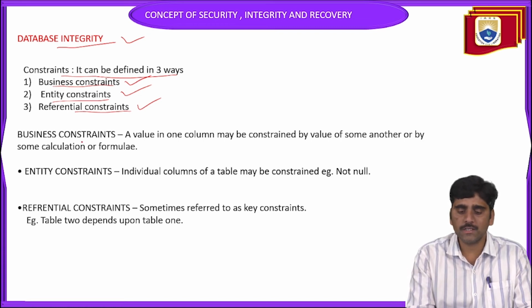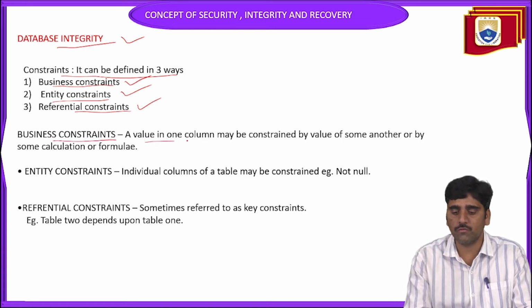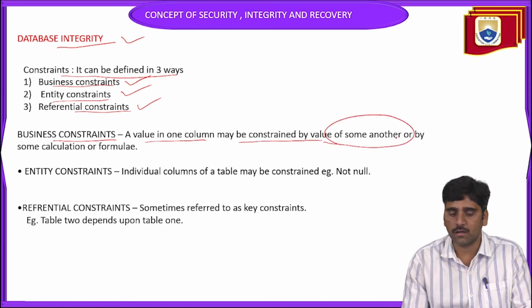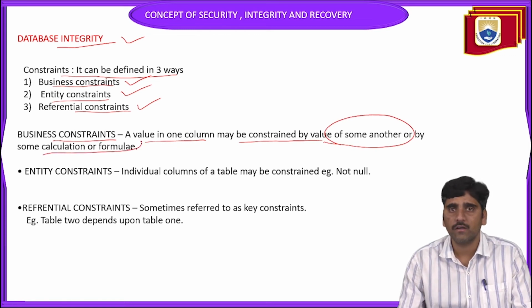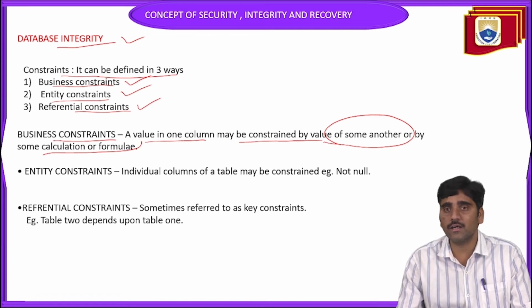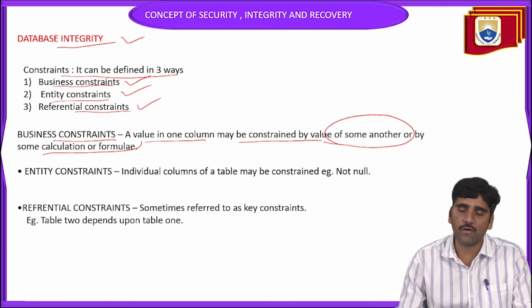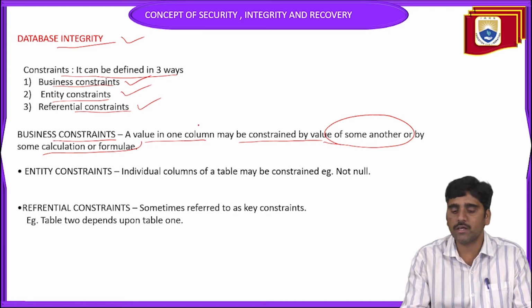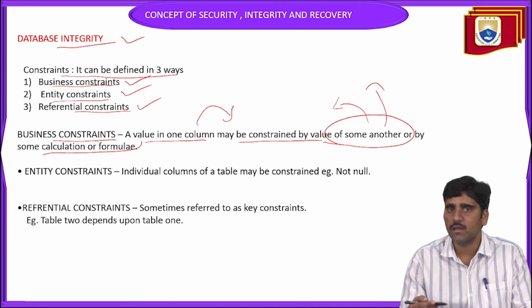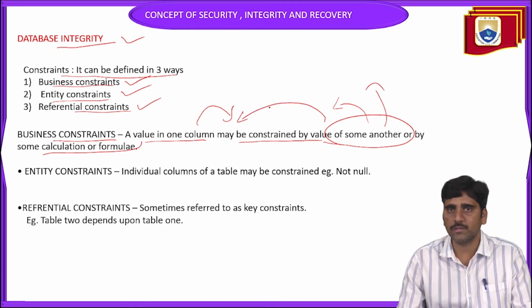Business constraints mean that a value in one column may be constrained by the value of some other column, or by some calculation or formula. So the conditions are applied to the business columns based on other data, or based on that calculation or formulation.